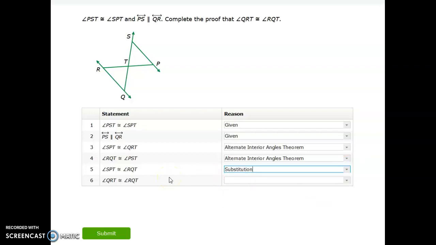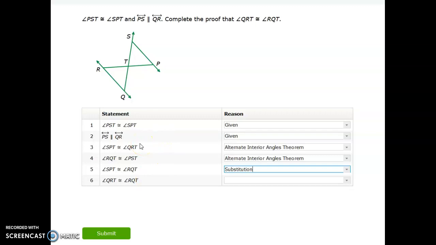Okay, last one. QRT is congruent to RQT. Again, let's look at these previous lines here. I'm going to go looking for QRT. I see QRT right here. QRT is congruent to SPT. So let's see, do we have a line that says that SPT is congruent to RQT? We do, it's right here. So if you combine lines 3 and 5, we come up with 6.